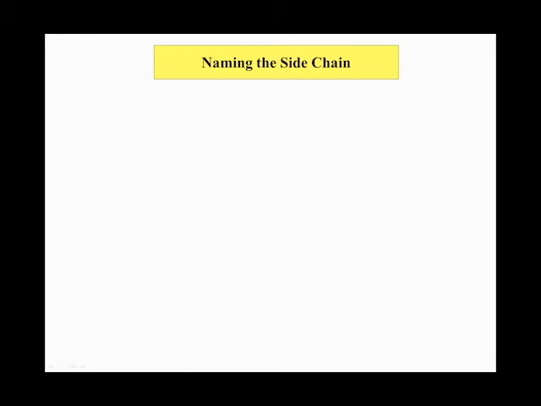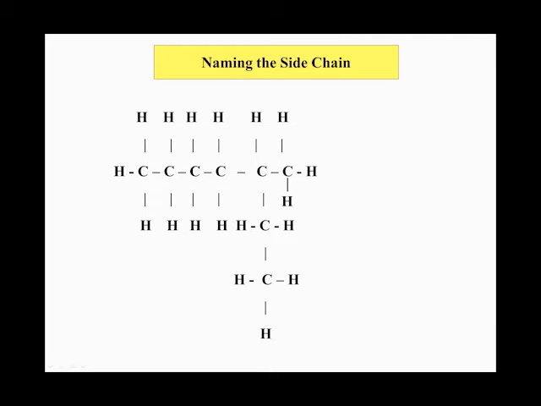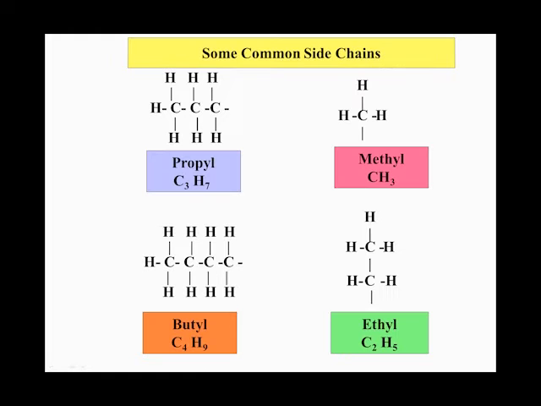Here's how we name the side chain. Here's our original compound. The side chain is a 1-carbon chain. Notice it's on the 5th carbon from the long end and 3rd carbon from the short end. There's the side chain. Other common side chains could be propyl, which would be a 3-carbon chain, butyl, which would be a 4-carbon chain, ethyl, which would be a 2-carbon chain, etc.